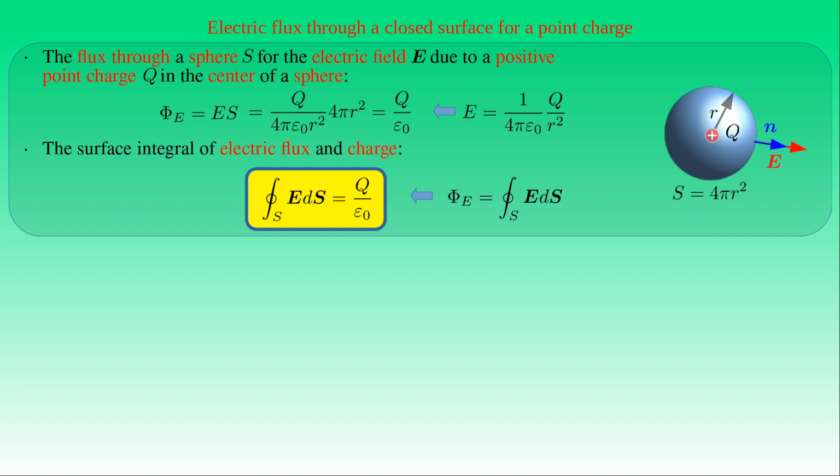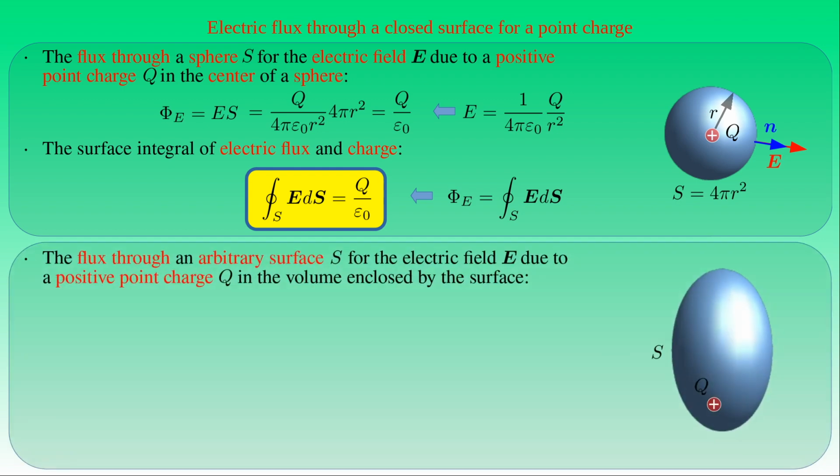If the point charge Q is inside a closed surface S of an arbitrary shape, we can calculate the flux element through an infinitesimal area element ds on the surface. The flux element d phi E is given by the dot product of the electric field E at the area element and the area element vector ds. The dot product can be written as the magnitude of the electric field at the area element, times the area ds times cosine theta, where theta is the angle between the direction of the electric field at the area element and the normal n of the area element.